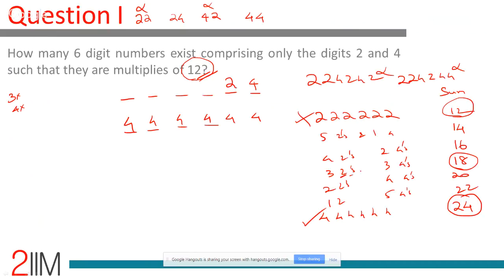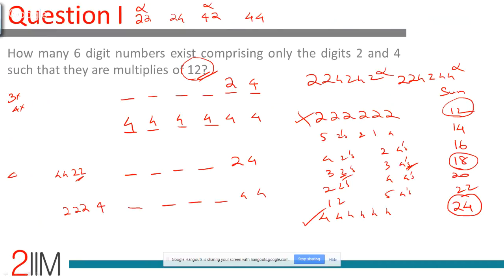Now 3 2s and 3 4s. That's the one we are looking at. That will probably have more combinations. Now our number could end in 24, or it could end in 44. If it ends in 24, the first 4 digits should be 2 4s and 2 2s. If it ends in 44, the first 4 digits should be 3 2s and a 4.